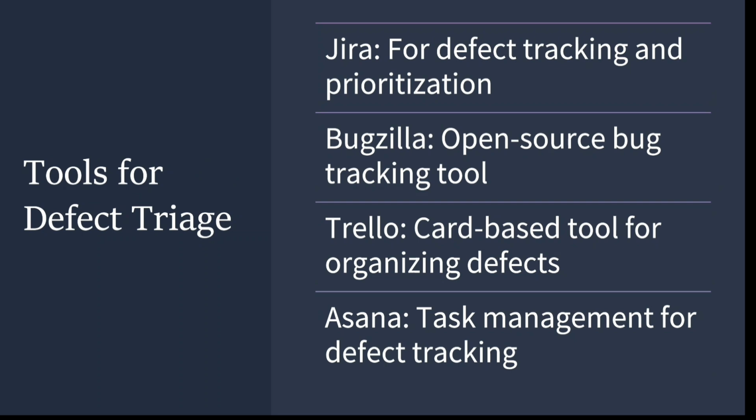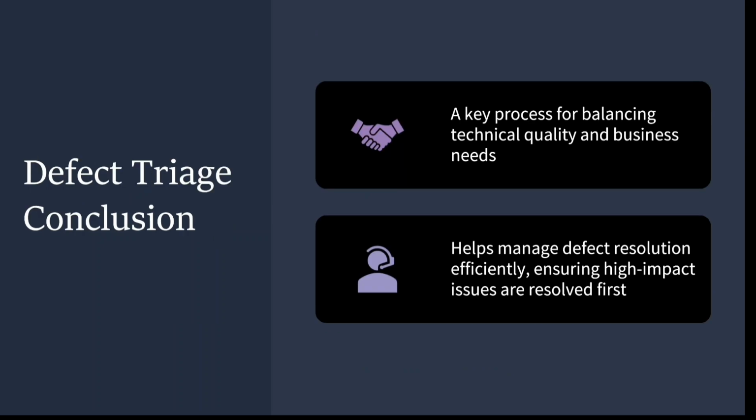Now, some tools. The most popular is Jira for defect tracking and prioritization, then Bugzilla, an open source bug tracking tool, Trello, and Asana. All these tools are helpful for doing defect triage or defect triage documentation.